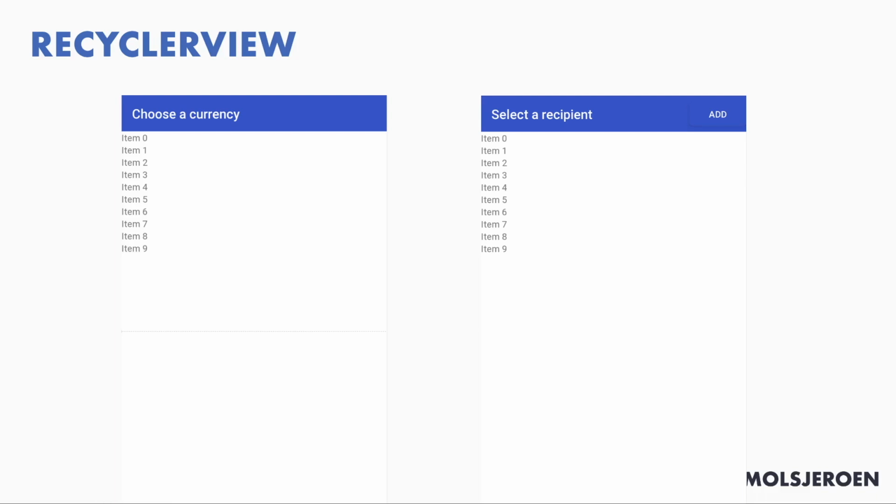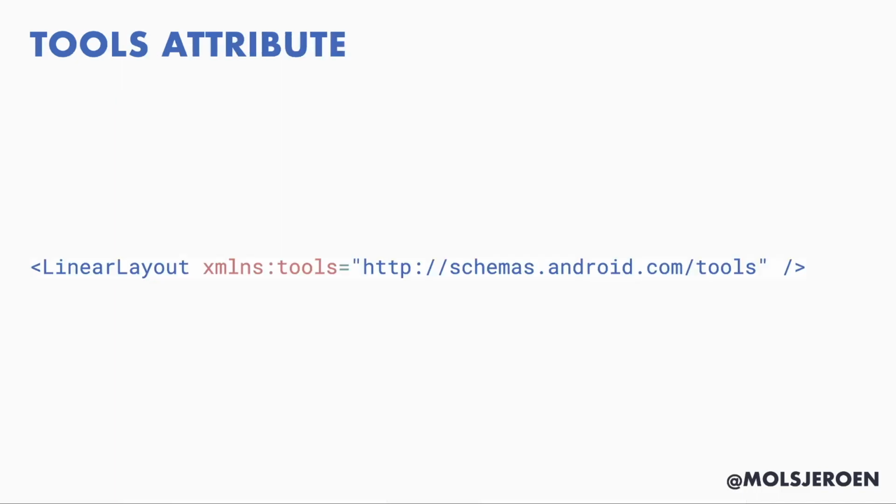But how can Android Studio know what previews to show for these? RecyclerViews always have their content set at runtime, and in most cases this content is even dynamic or comes from some kind of backend. So in order to generate a layout preview, we'll have to tell Android Studio what to show. This can be done using the tools namespace. This allows us to define attributes that are only used by the Android Studio design editor. None of the tools attributes you define will have any impact on the runtime behavior of your app.